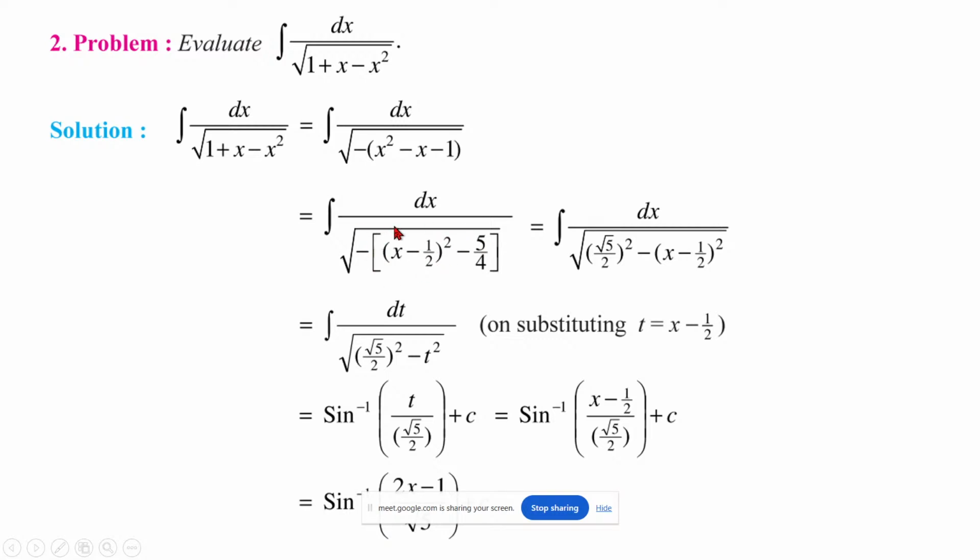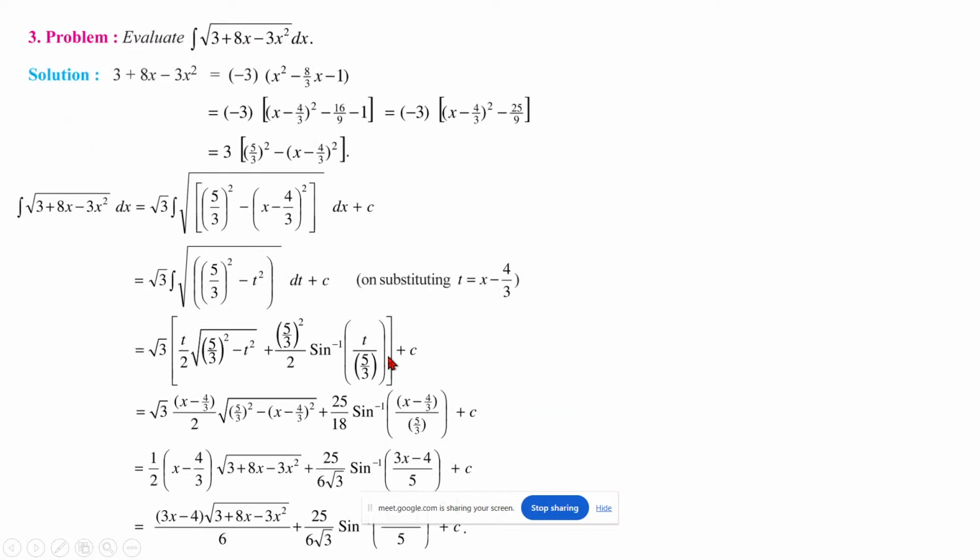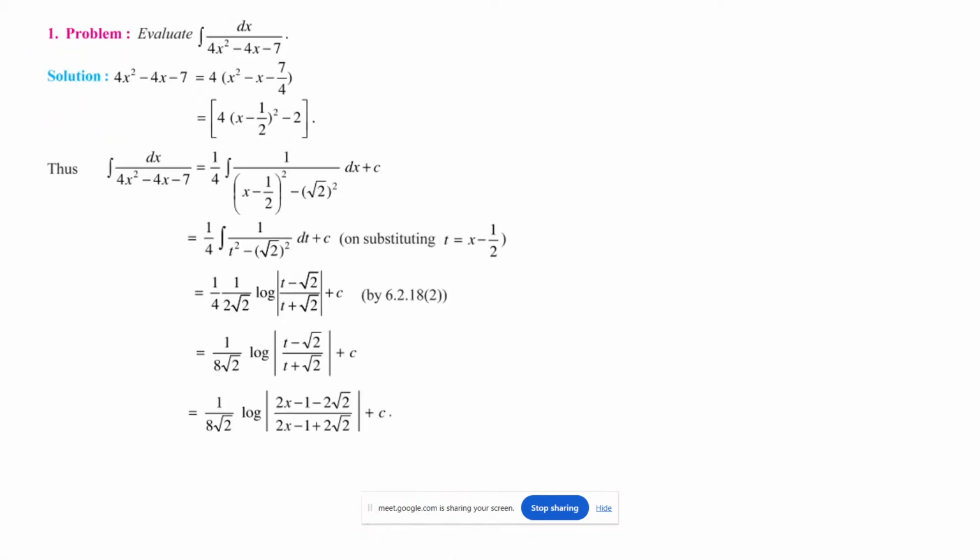Okay, I think the video is something like this. Okay, that is in the numerator. That is fine. Now we express this 5 by 4 minus something. So this is a graph that is facing downwards. This is in the form of dx by under root a square minus t square. You know this. This is sine inverse t by a. So similarly, got it, no?